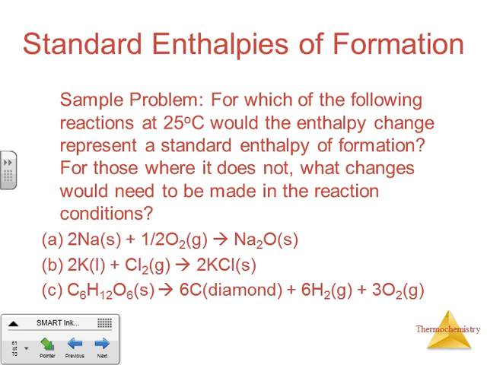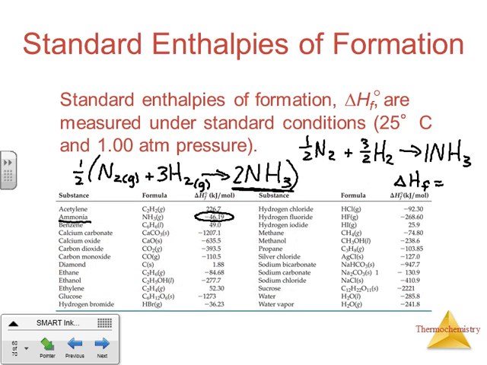So a sample problem here: for which of the following reactions at 25 degrees would the enthalpy change? Oh, I need to go back and talk about that for a second also. Standard conditions, okay? So usually these heats of formation are measured at 25 degrees Celsius and 1.00 atmospheres of pressure, okay? I say usually, they always are, okay? So we have a standard set of conditions that we usually do these delta H of formations at, and that's 25 degrees Celsius, 1 atmosphere of pressure. You just need to remember that.